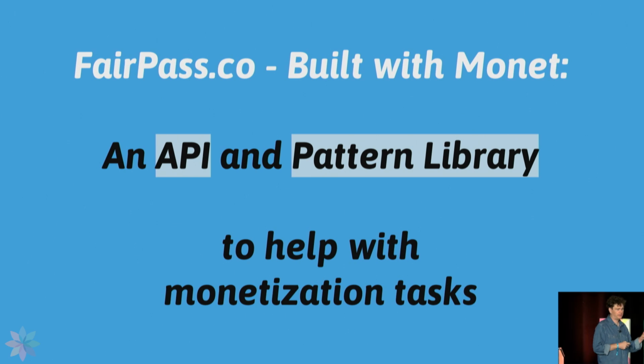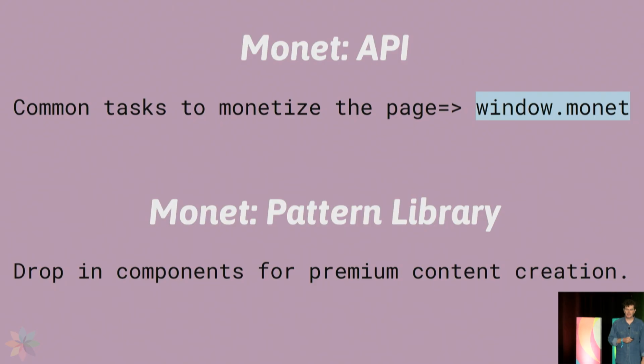So Monet is two things, or three things. It's a play on money. And then it's an API and a pattern library. So Monet helps with common monetization tasks. And it does it by introducing a new JavaScript object called window.monet and a pattern library that sites can use to implement the consistent UI that I talked about and sort of demoed.